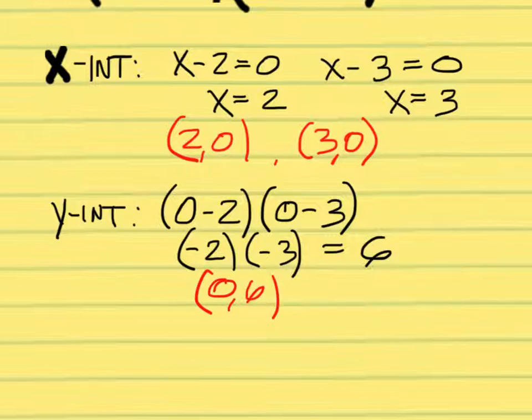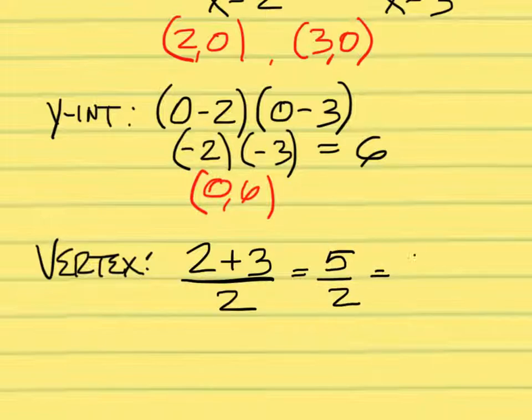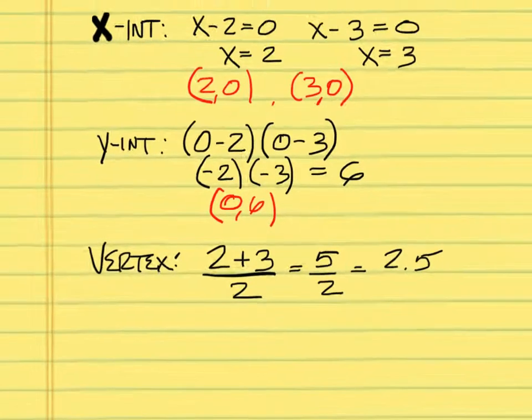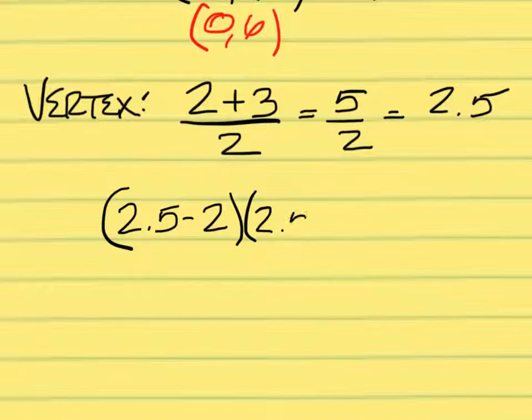And then for the vertex, your first move is going to be using the x-intercepts of 2 and 3. So 2 plus 3, and then cut it in half. That's 5 over 2, which is 2.5. That's the x value. To get the y value, you have to plug that back in. 2.5 minus 2, 2.5. I didn't mean to put that parenthesis in there. We'll just have to ignore it.